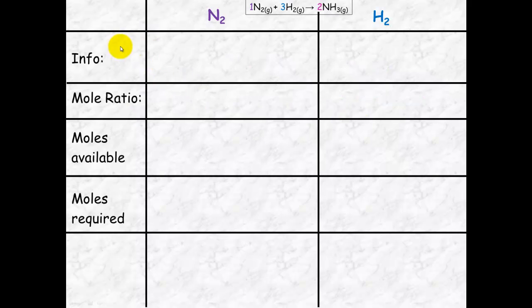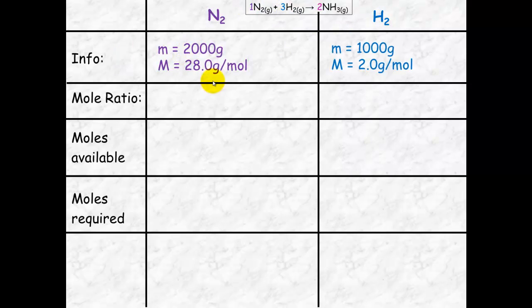So the next step and the easiest way to do it is to set up a table like this. Here's our equation, and here's one reactant and the other reactant, hydrogen. So the information that we know. The next thing to look at then is the mole ratio. It reacts in a 1:3 ratio. So 1 mole of nitrogen will react with 3 mole of hydrogen.